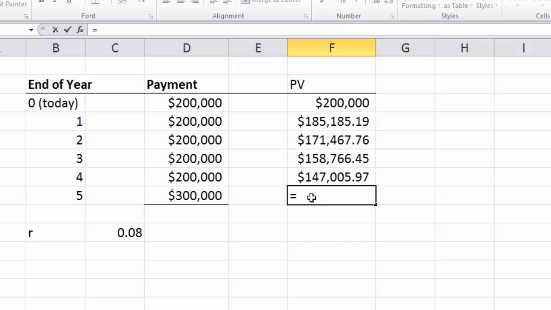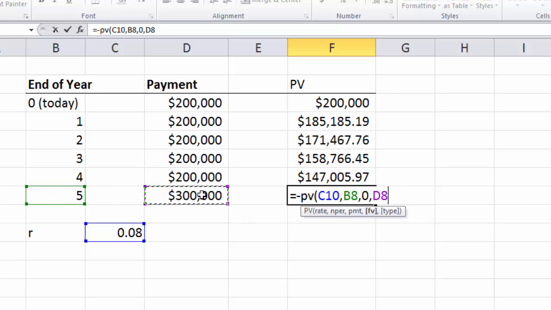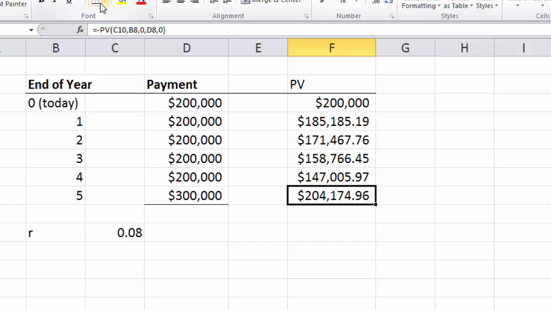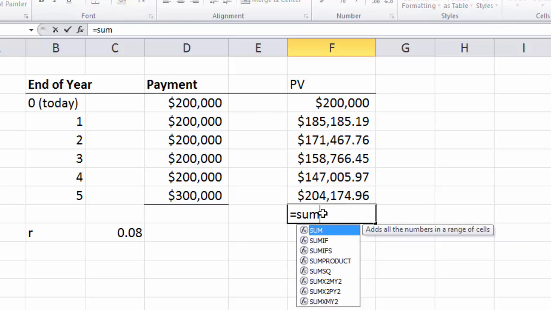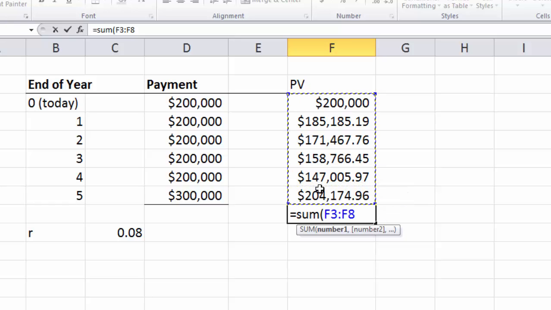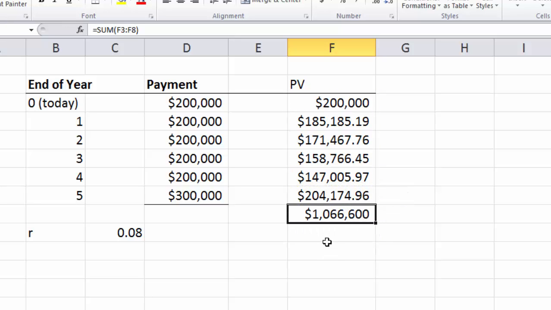And finally, the present value of the 300,000 balloon payment: negative present value, rate, number of periods, payment 0, future value 300,000, type 0. Close it off, and let's put a line under this, equals the sum. We can add up these amounts, and we see it's only 1,066,600. Now, still better, and that's in present value terms. So that's the series of payments, even though it's in the future, and the present value is less. It's still greater than the $1 million that the other offer is. So it's still worth taking.